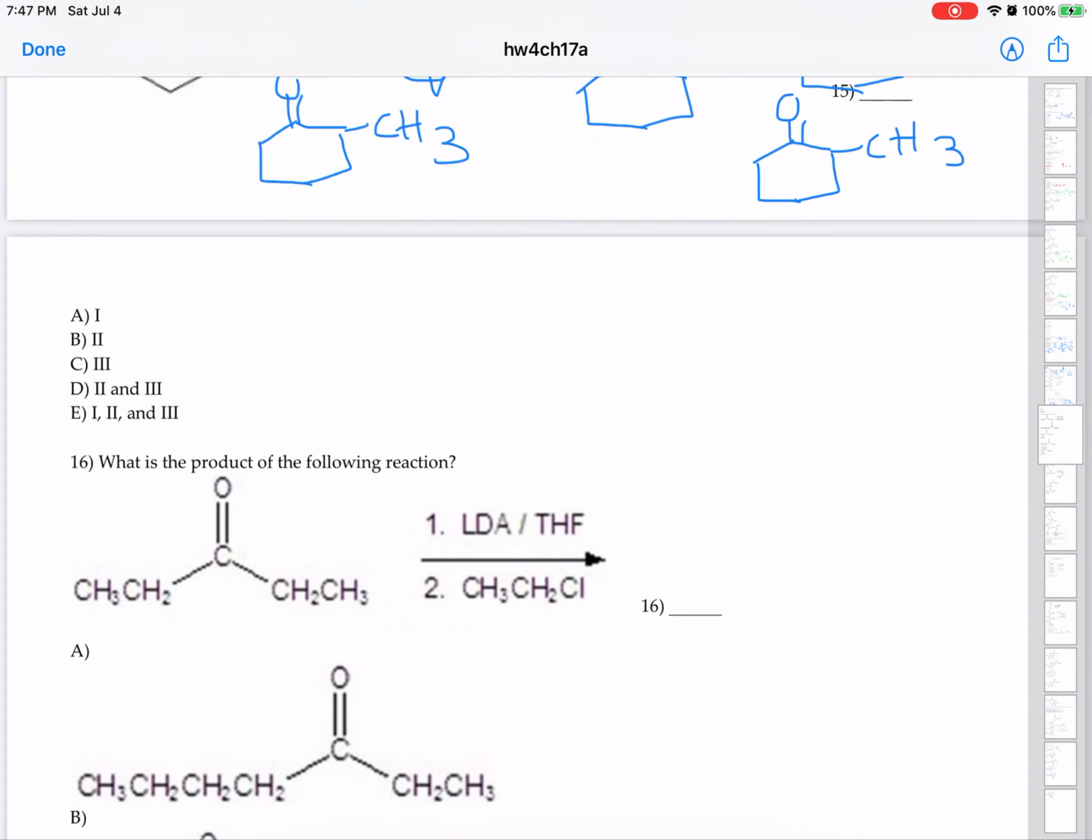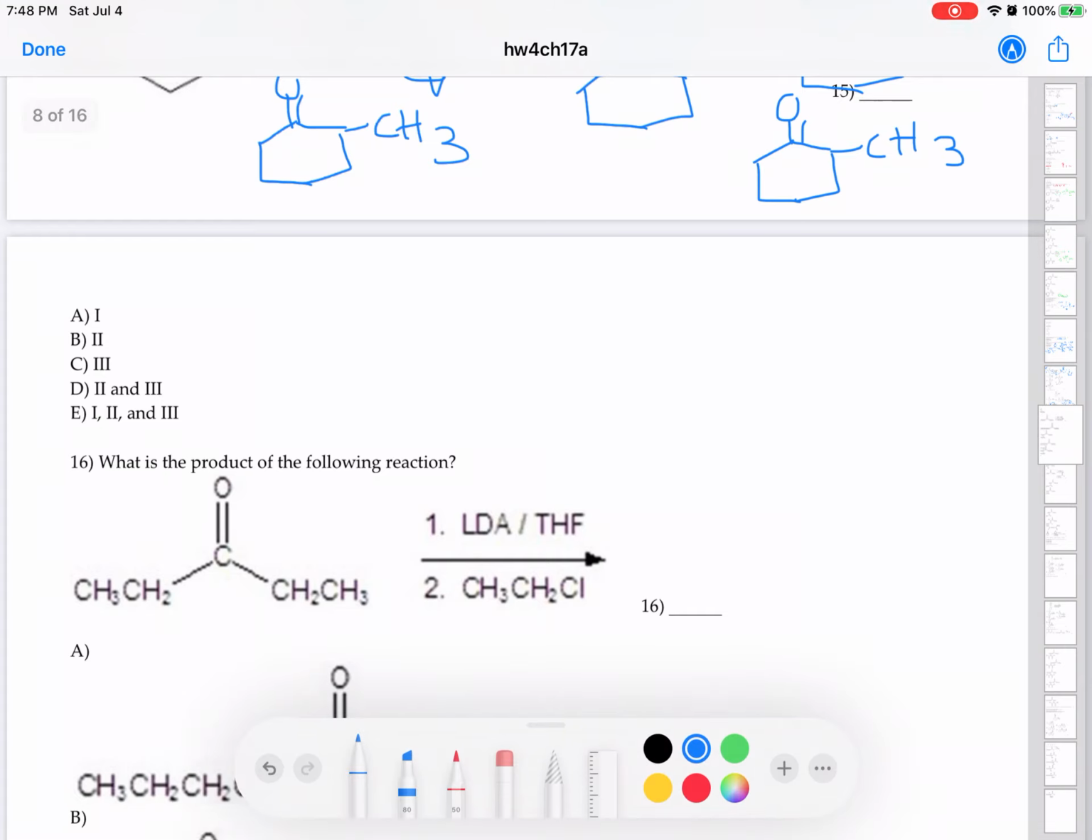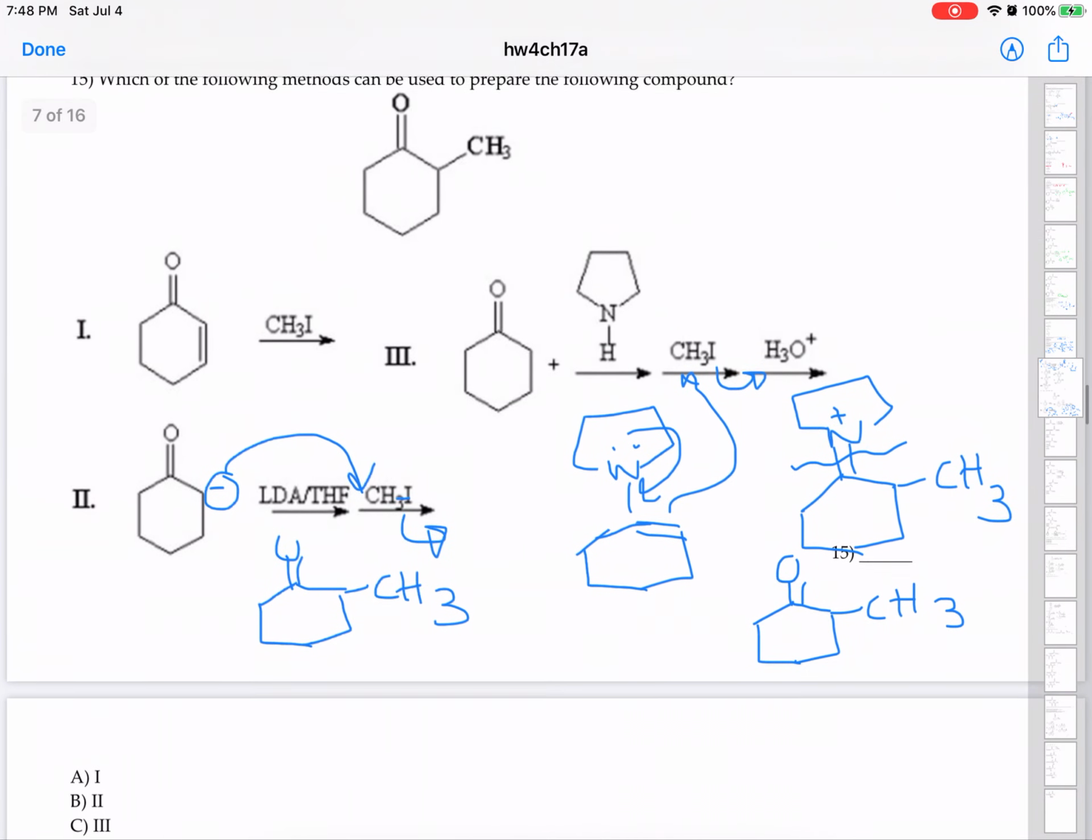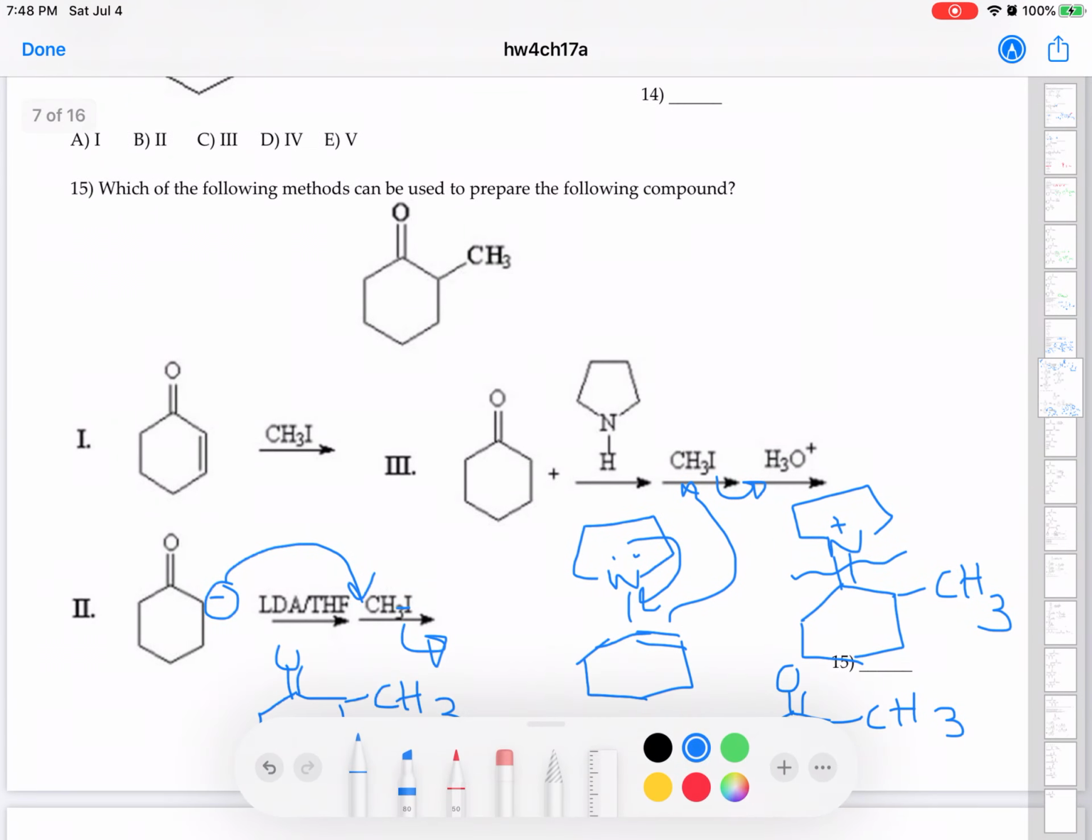And where do we find this information? Alkylating an enolate, esters and nitriles, synthesizing amine. Slide 27, 28. You can refer to this.